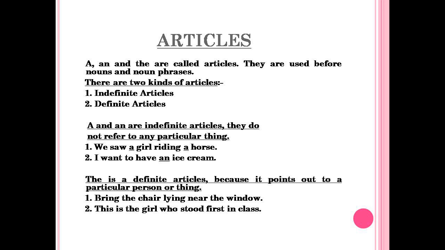Now article the. The is a definite article because it points out a particular person or thing. The is used for a particular person or thing. For example, bring the chair lying near the window. We are showing the particular chair and the particular window. So the chair and the window. The chair which is lying near the window. So that is the point. Here we have pointed out a particular thing, so we have used the.